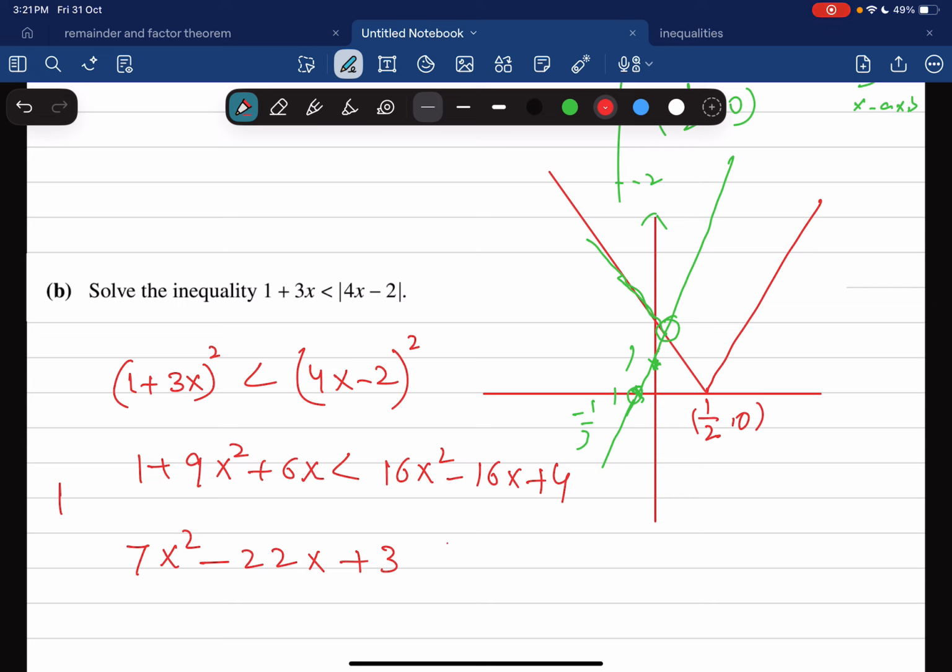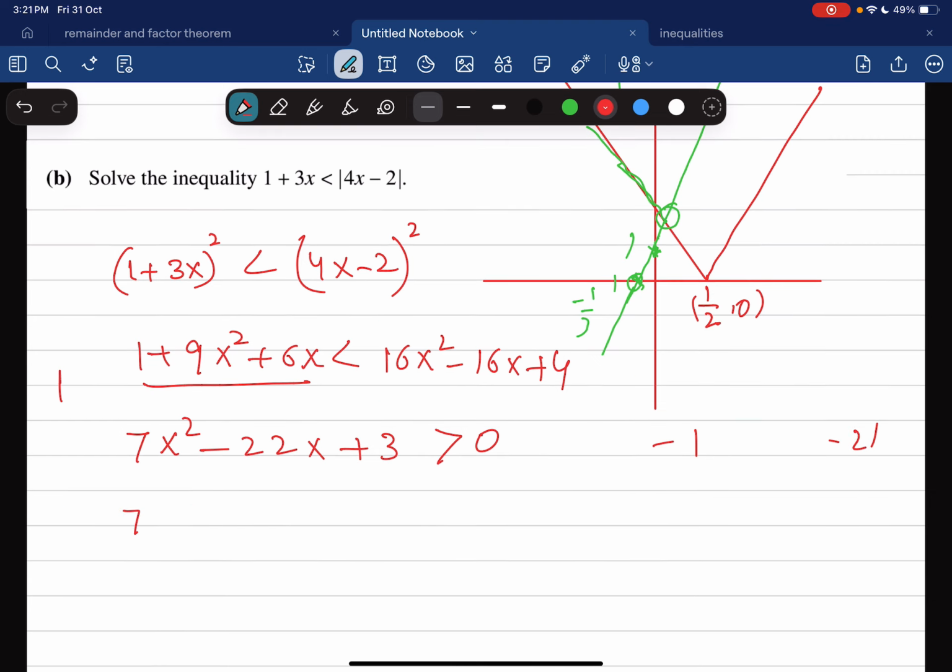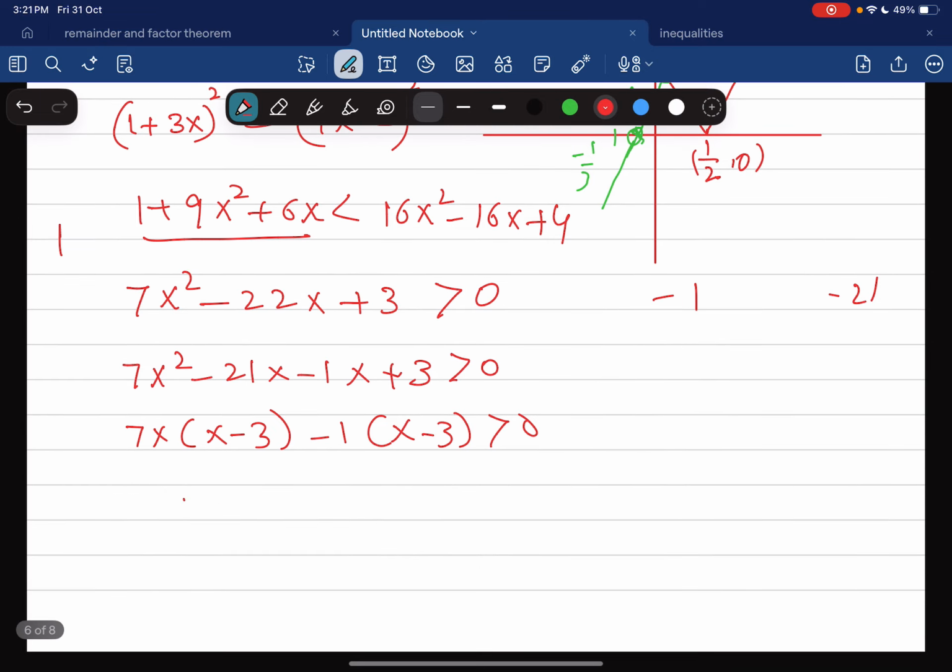This is greater than 0, because we take the left side to the right side and minus it. These are the factors: 7x square minus 21x minus 1x plus 3 greater than 0. 7x common, x minus 3; minus 1 common, x minus 3. So 7x minus 1, x minus 3. Critical values: x is 1 over 7 and x is 3.